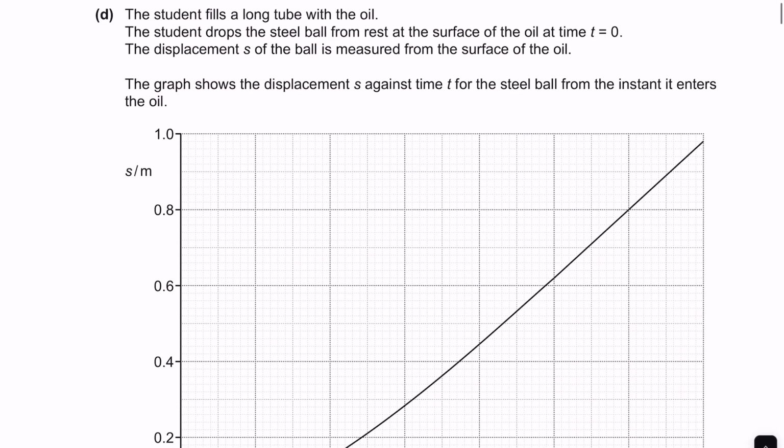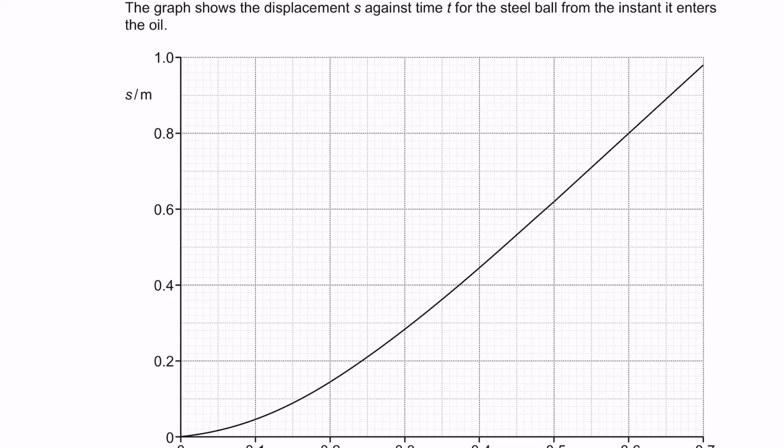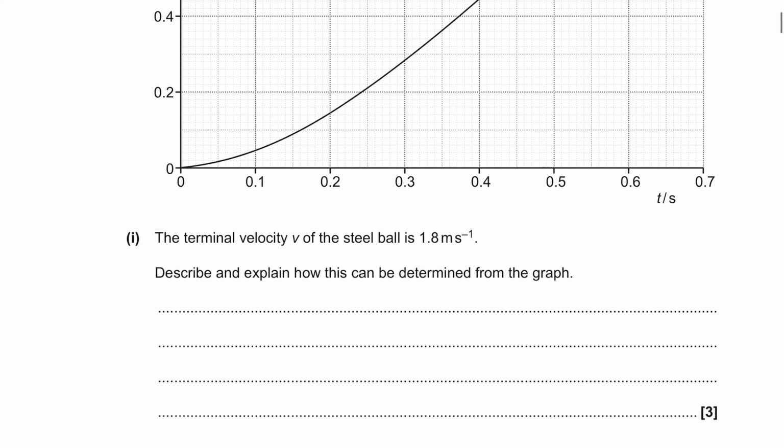Right, so with question number D, it says that the student fills up a long tube with the oil, and the student drops the steel ball from rest at the surface at time t equals 0. The displacement S of the ball is measured from the surface, okie doke, and then the student has drawn this graph. That's fine. The question asks us to describe and explain how the terminal velocity of the steel ball, which is calculated as 1.8 meters per second, can be determined from the graph.